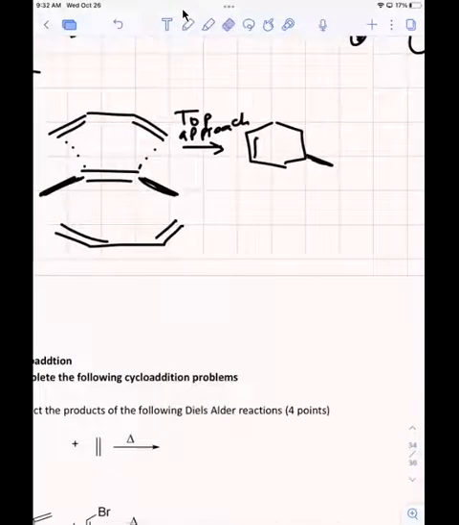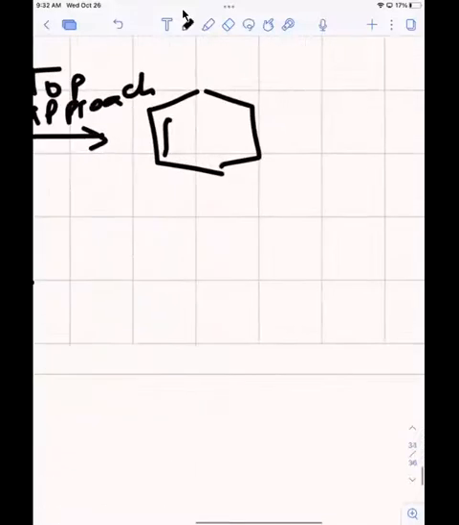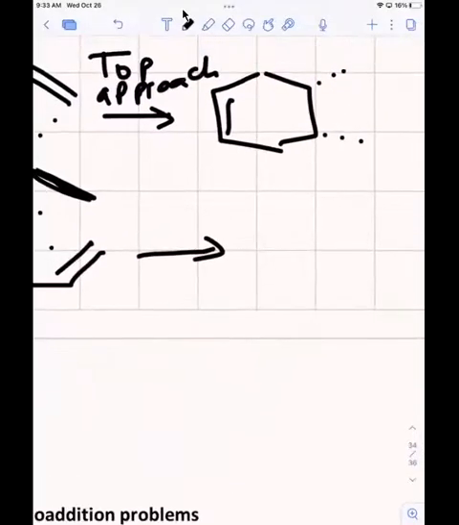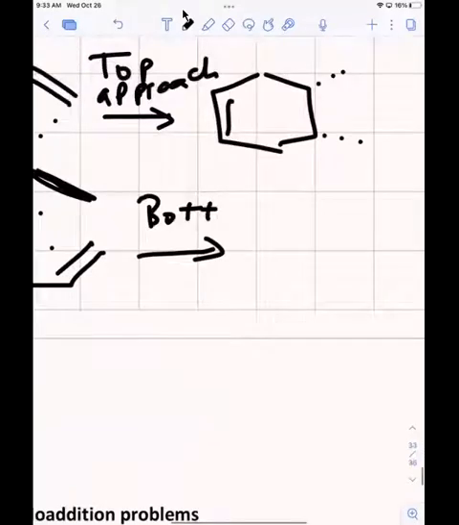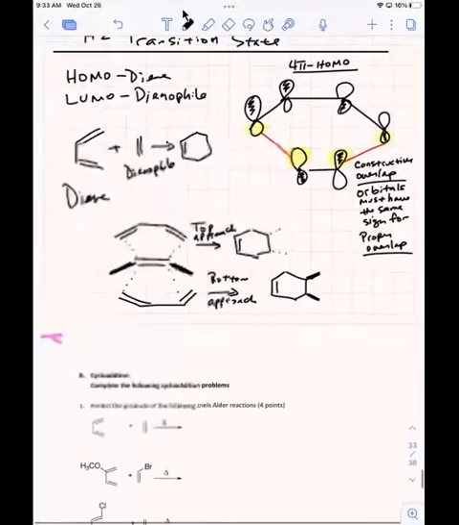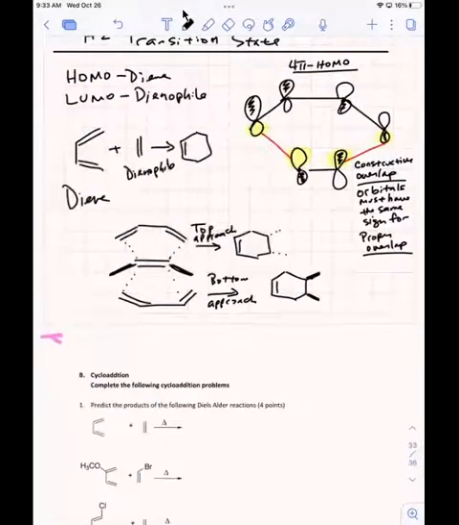Actually, let me do this. If it came from the bottom like this, then you get different stereochemistry. So if it came from the bottom, then you could say that these will be wedged like that. So you can actually favor one approach over the other.